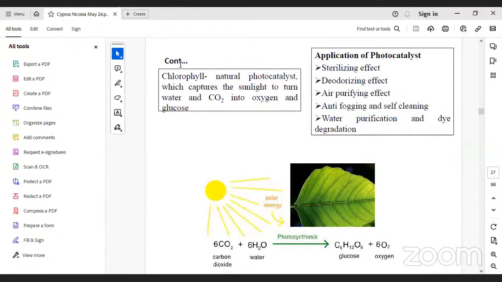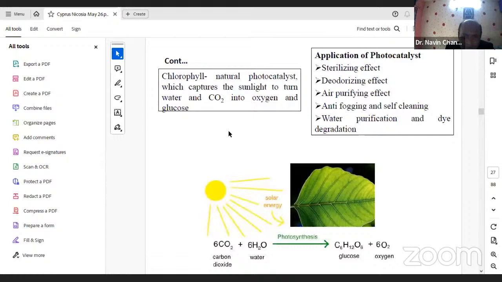Chlorophyll is the natural photocatalyst, as you all know. These are the applications of the photocatalyst: sterilizing effect, deodorizing effect, air purifying effect, anti-fogging and self-cleaning, water purification, and dye degradation. This is the general way: carbon dioxide plus water, when it goes through photosynthesis, forms glucose and oxygen.